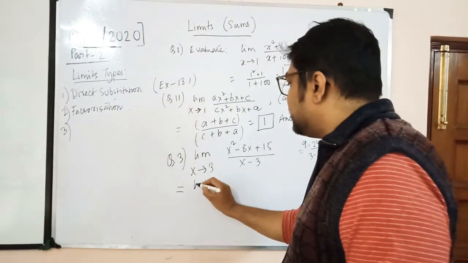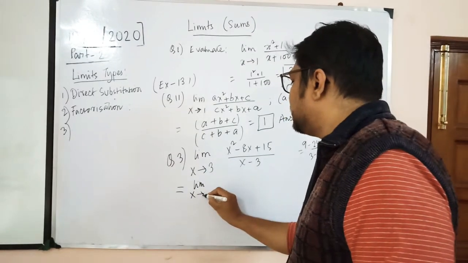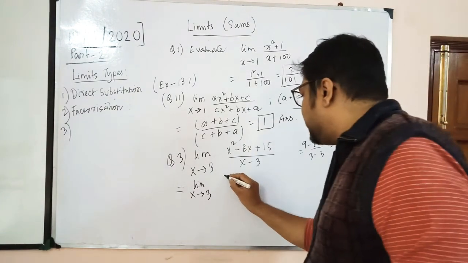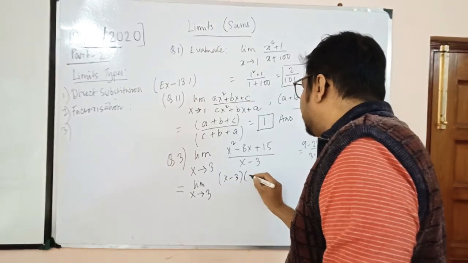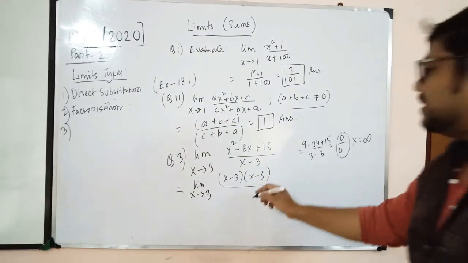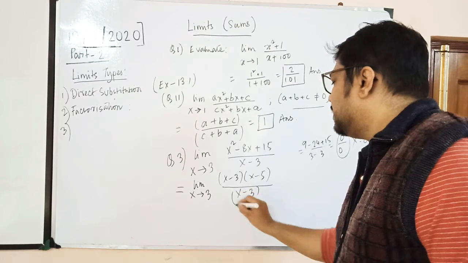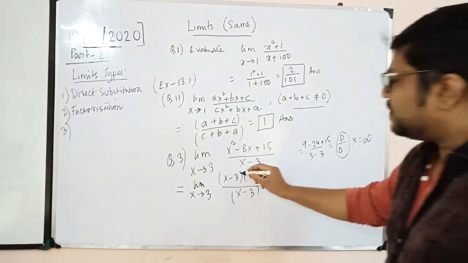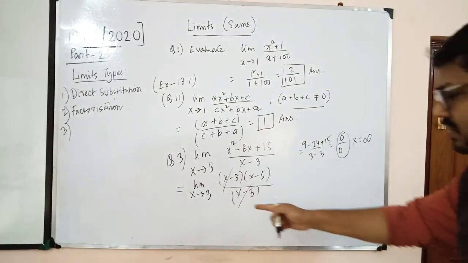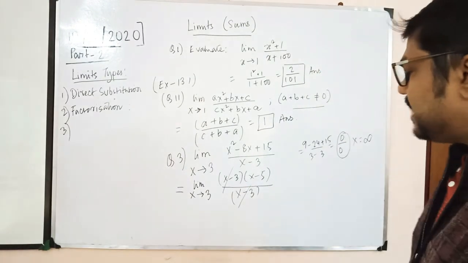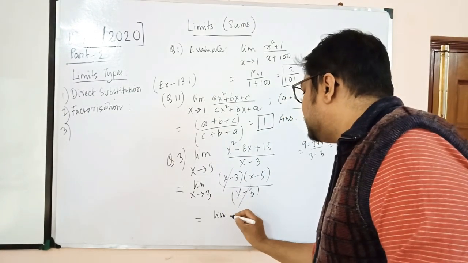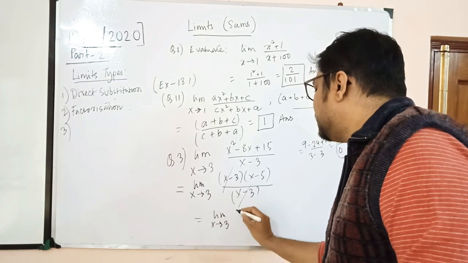So what we do over here, if we do the middle term factorization, I get (x minus 3) and (x minus 5). Look at it, it's a quadratic polynomial which can be written like this. Now we can cancel this x minus 3 and x minus 3. X tends to 3, that means x minus 3 is non-zero. So we can cancel this, leaving behind the limit as x tends to 3 of x minus 5.